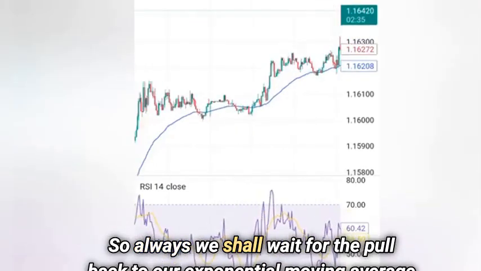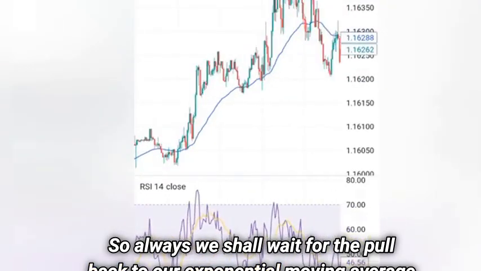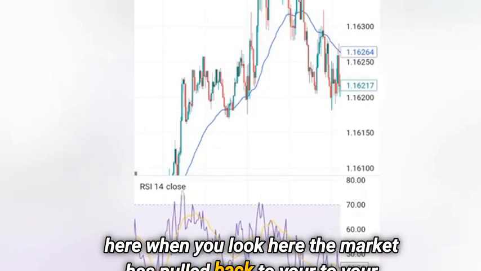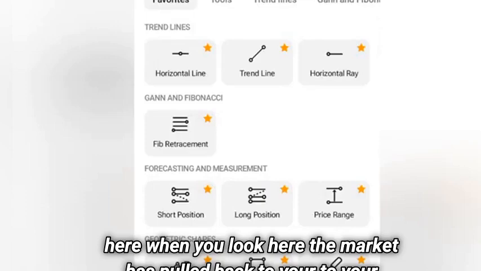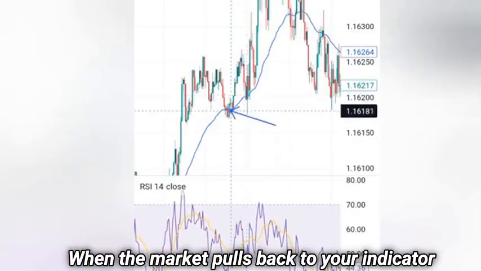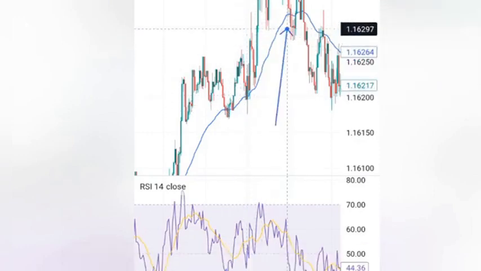Always we shall wait for the pullback to our exponential moving average. For example, here, when you look here, the market has pulled back to your indicator here. When the market pulls back to your indicator, what do you do?